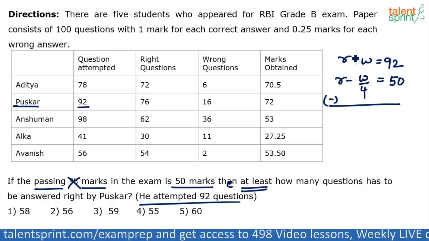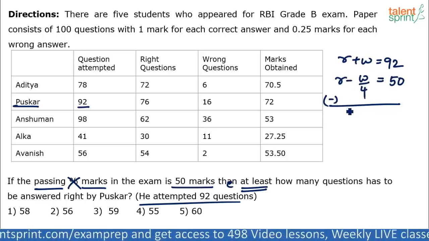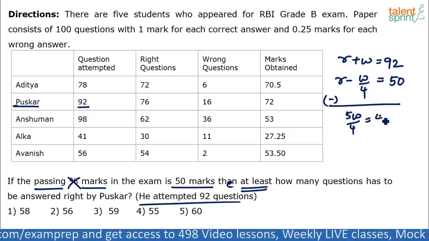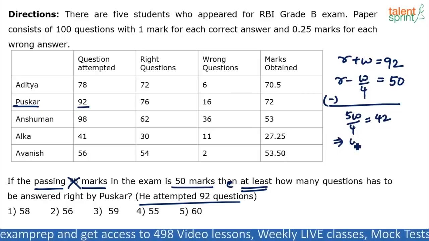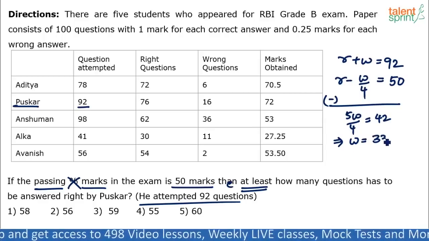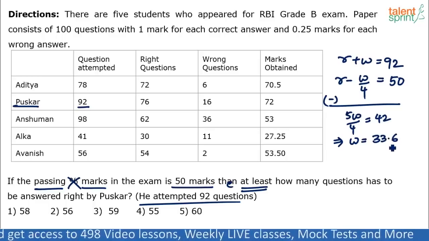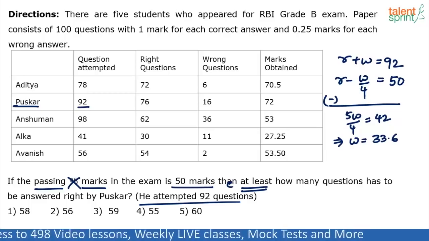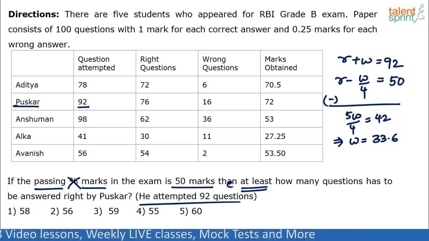So we'll subtract the two equations. R minus R gets cancelled. W plus W by 4, 5W by 4 equals 42. Which implies W comes out to be what? 168 by 5, which is 33.6. Which means the number of wrong answers is 33.6. Of course, the number of wrong answers cannot be 33.6. It has to be an integer value.